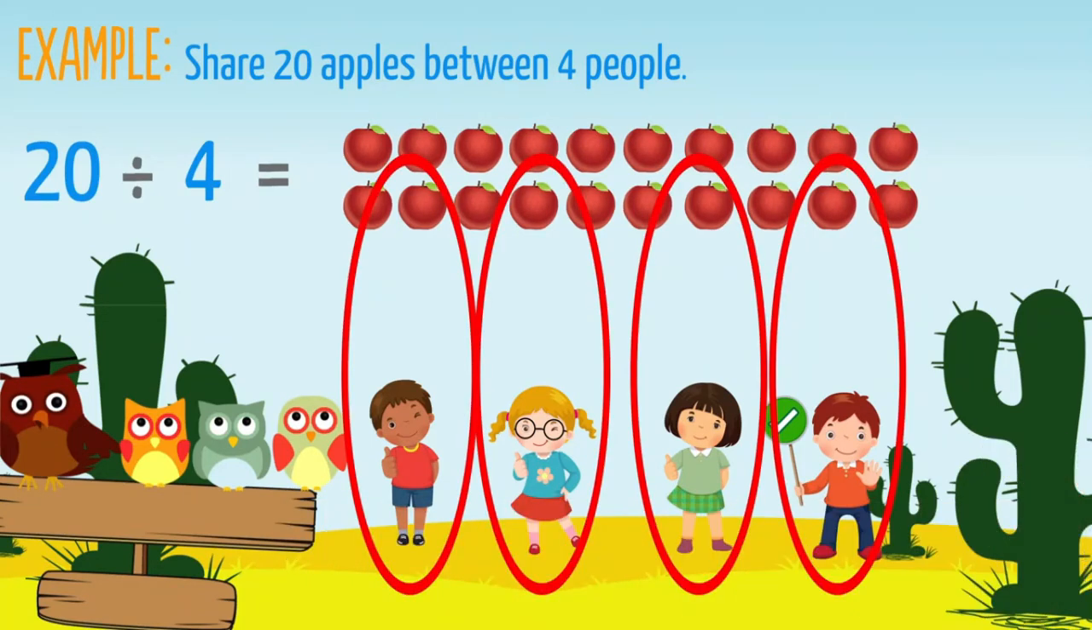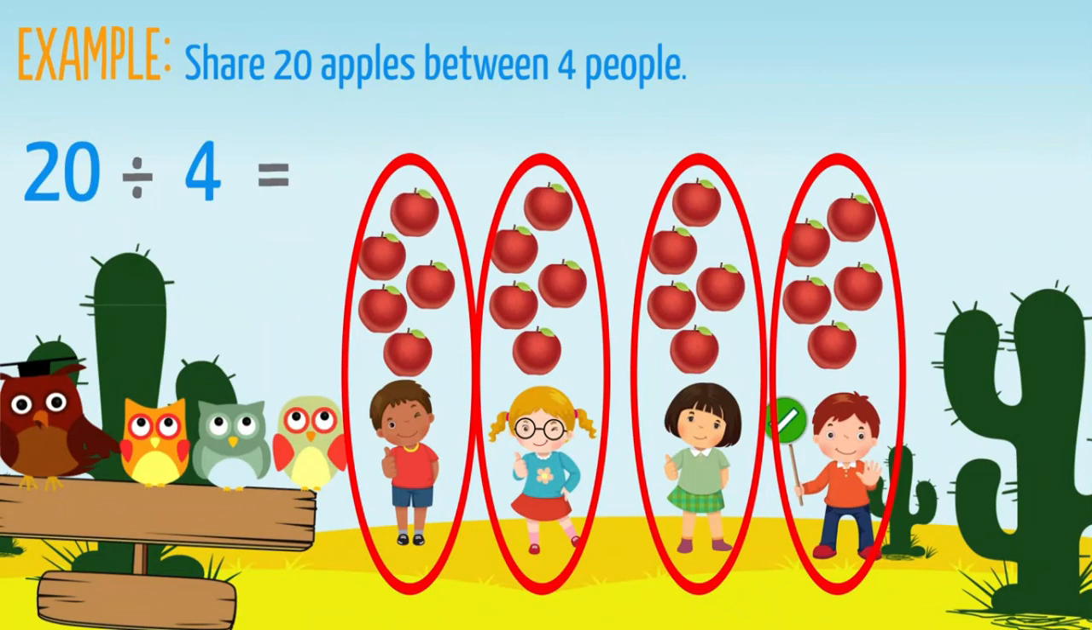We add 1 apple at a time into each group until all 20 apples have been shared. There are 5 apples in each group, so our answer is 5. 20 divided by 4 equals 5.